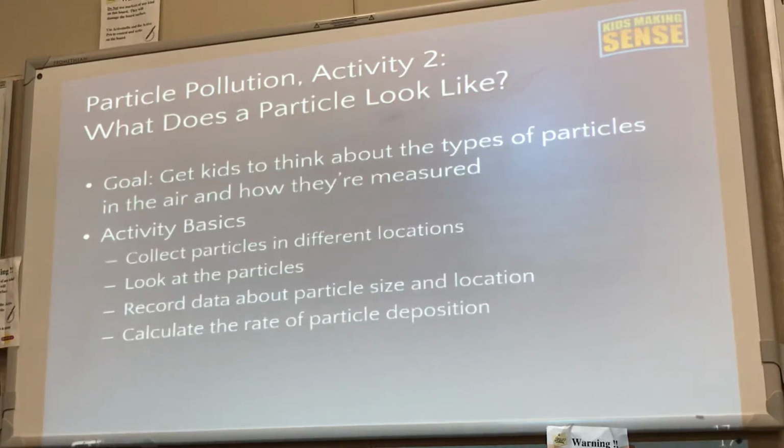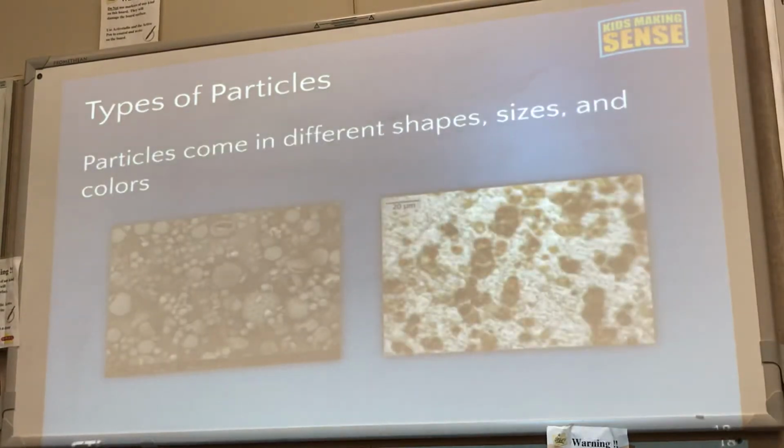They'll collect particles, look at the particles, and record some of the data in terms of the size and the location that they found. There's some quick calculations you can do on understanding the rate of deposition. All that is contained within this section here. So it gives an understanding that particles come in a bunch of different sizes, types, shapes and colors, all kinds of stuff. So these are two microscopic, or magnified, images.